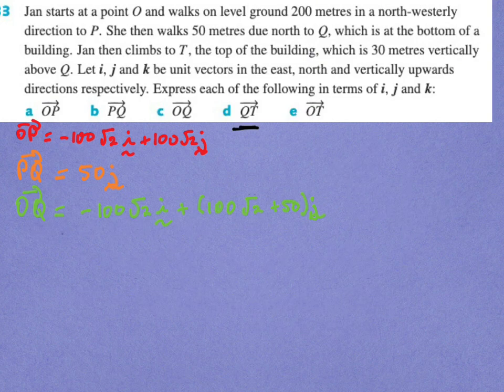Next we want to find the vector QT. Well, QT is from point Q, and point T is directly above it, isn't it? So that'll be straight up the z axis. Now what are we told? She walks up 30 metres vertically above Q. So really, the vector QT is simply equal to 30k.